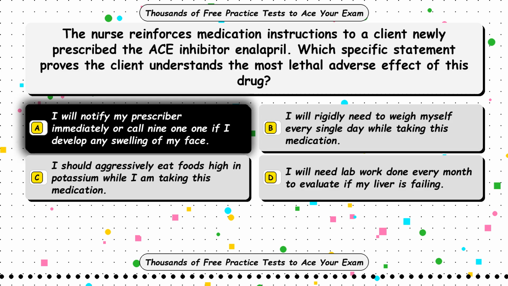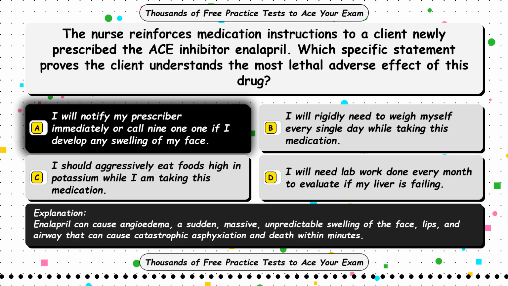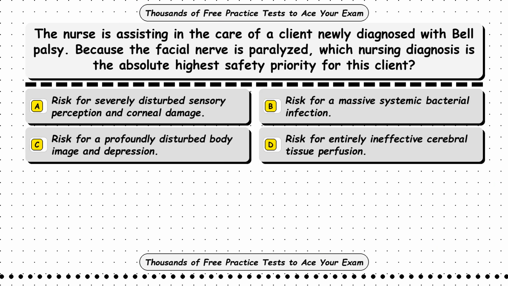The correct answer is option A. I will notify my prescriber immediately or call 911 if I develop any swelling of my face. Enalapril can cause angioedema, a sudden, massive, unpredictable swelling of the face, lips, and airway that can cause catastrophic asphyxiation and death within minutes.